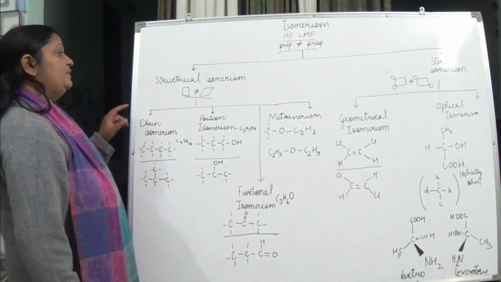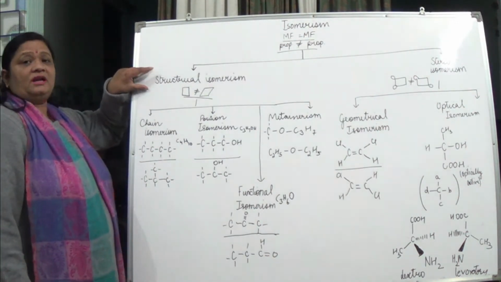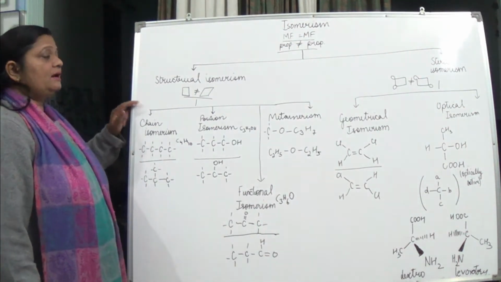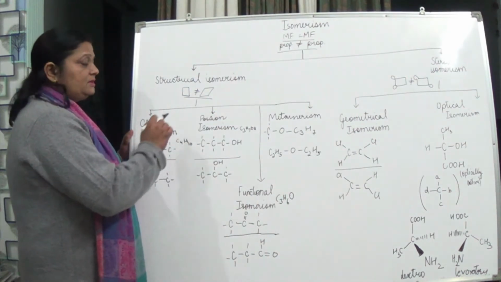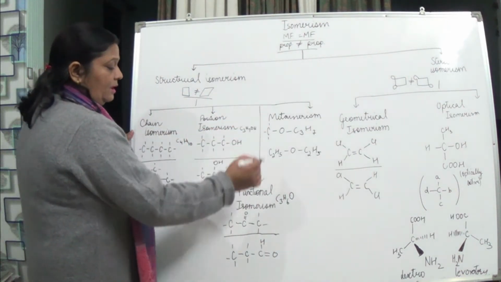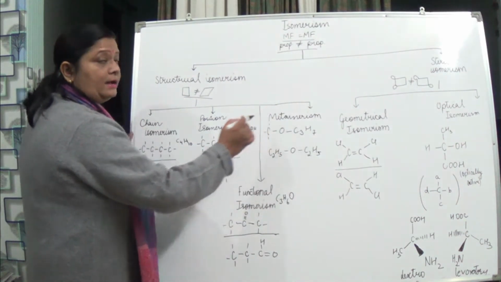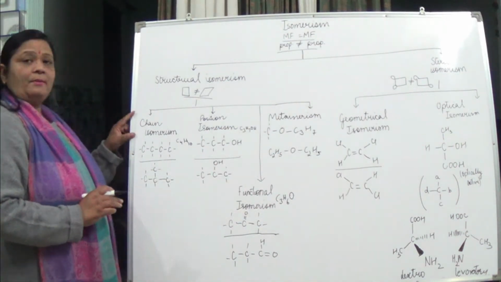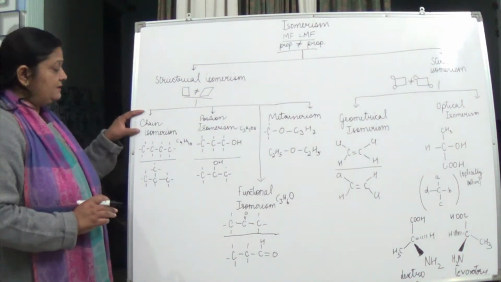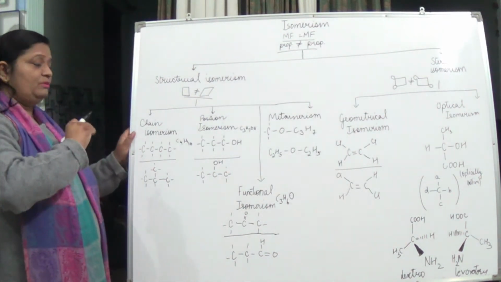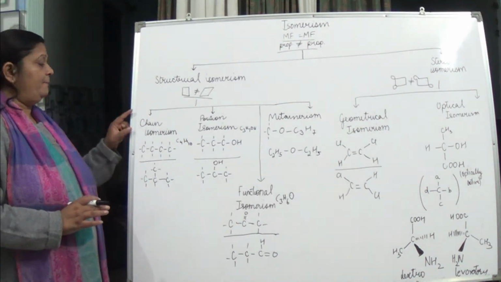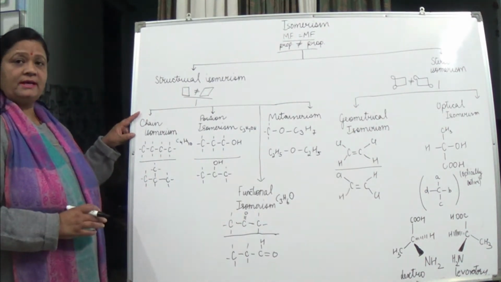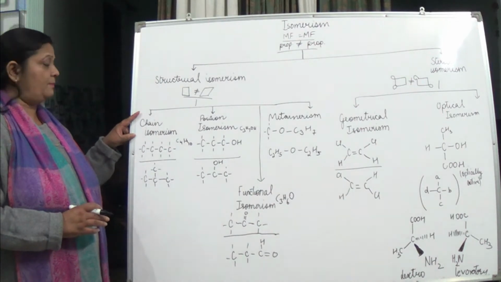Now, structural isomerism is again classified into four: chain isomerism, position isomerism, functional isomerism and metamerism. Coming to chain isomerism, as the name suggests, the carbon atoms are arranged in the form of a chain. Chaining property is there in carbon, that is the catenation property, isn't it?